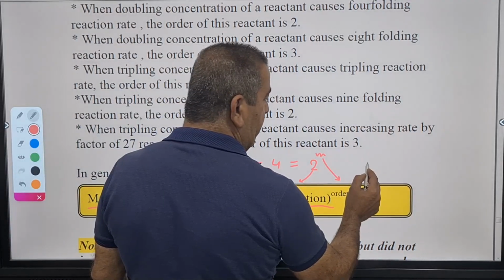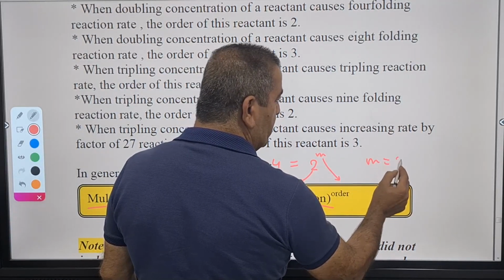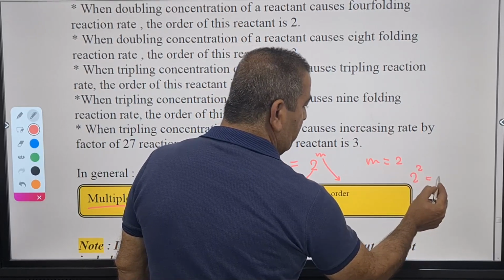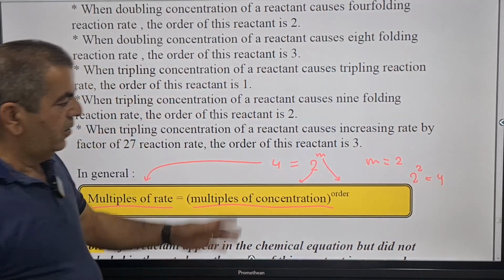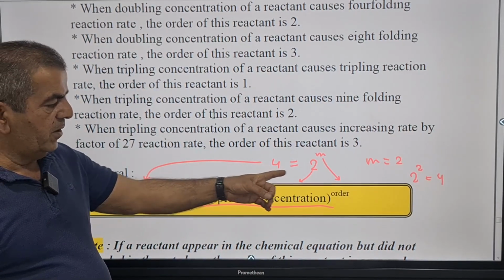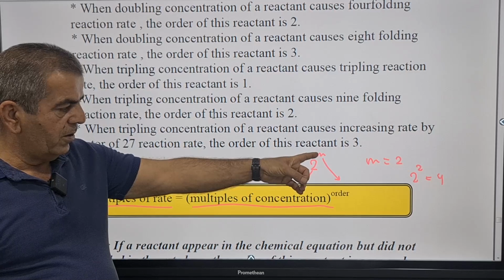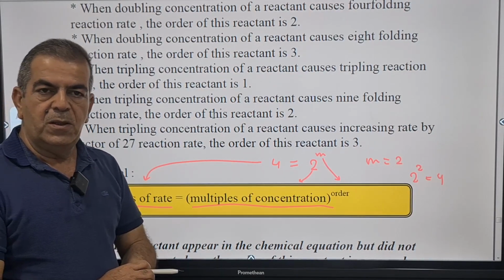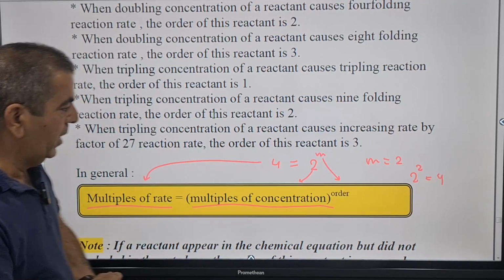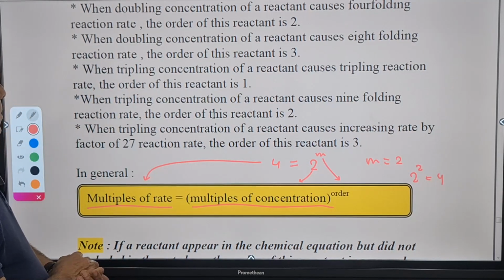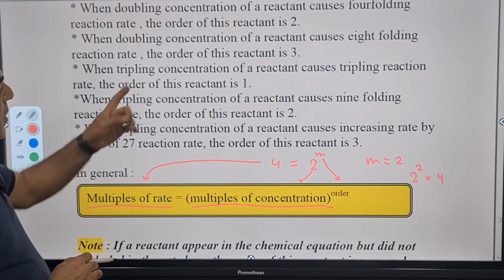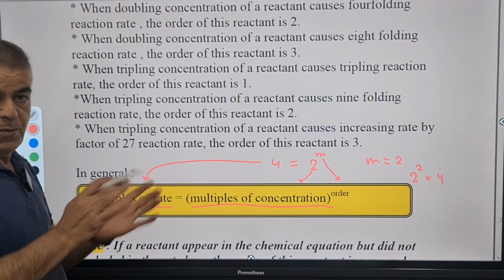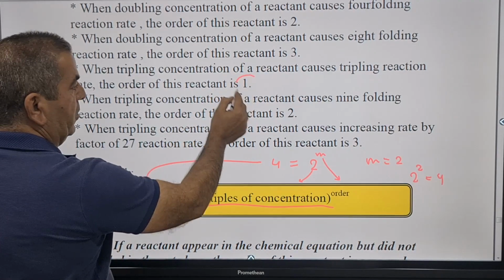So in this case, m equals how many? Equals 2. Why? Because 2 to the power 2 equals 4. And this is exactly what is present here: multiples of rate equals multiples of concentration to the power of the order. So what is the order here? Of course it is 2, because it makes the right side equal to the left side. Let's see other notes here. When tripling the concentration of a reactant causes the reaction rate to triple, which means by the same ratio, the order will of course be 1.